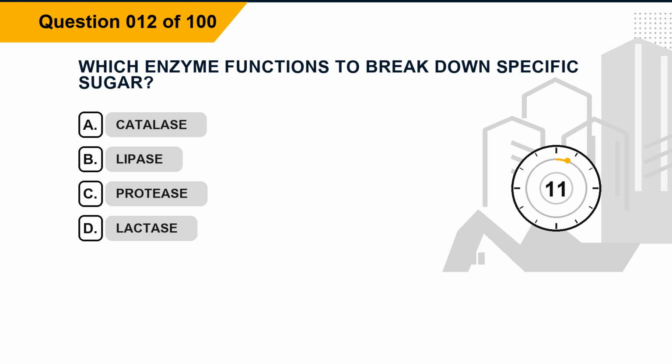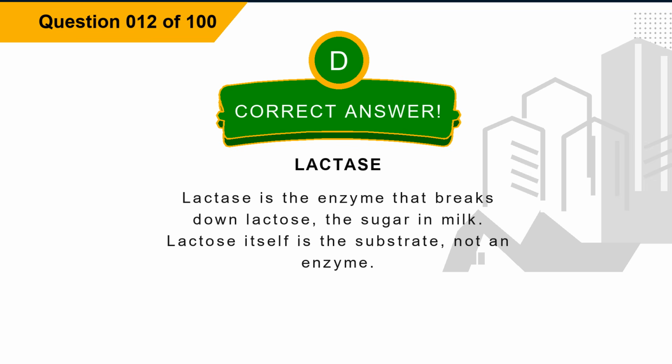Question 12. Which enzyme functions to break down a specific sugar? Option A, catalase. Option B, lipase. Option C, protease. Option D, lactase. The correct answer is option D, lactase. Explanation. Lactase is the enzyme that breaks down lactose, the sugar in milk. Lactose itself is the substrate, not an enzyme.